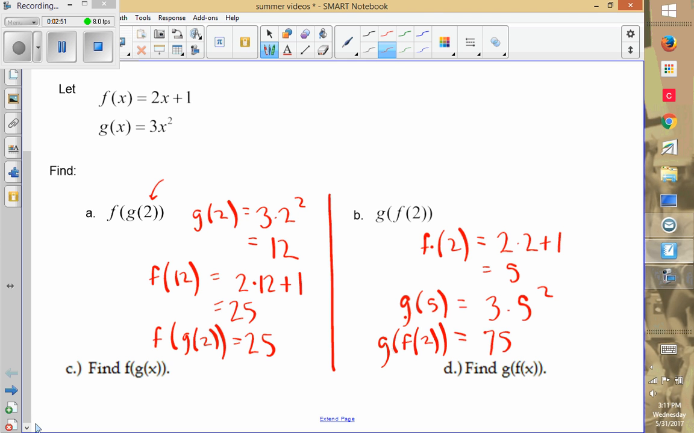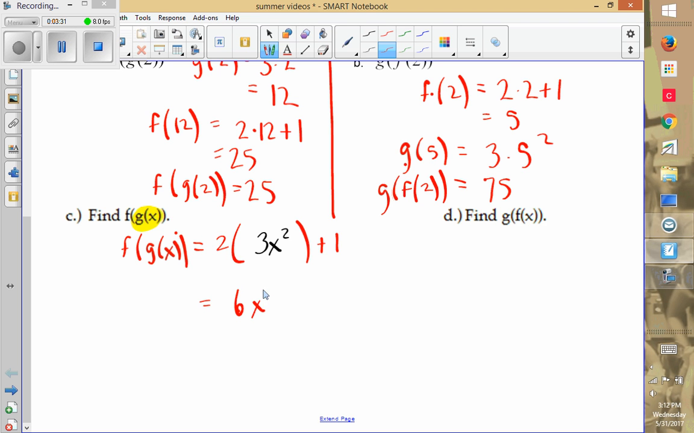For example, let's look at C, where it says find f of g of x. And basically, if you look, this g of x equation is inside of the f of x equation. So wherever you see an x in the f of x equation, we are going to put, if I model it, a big set of parentheses wherever there is an x in the f of x equation, and now I am going to put in the entire function of g. Once I have that in there, I'm going to want to simplify, and I can make that just 2 times 3x squared, which is 6x squared plus 1.